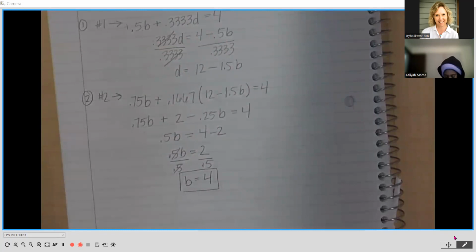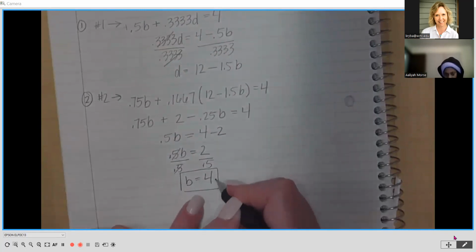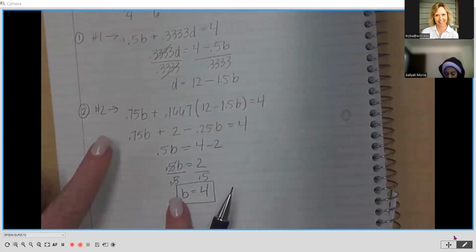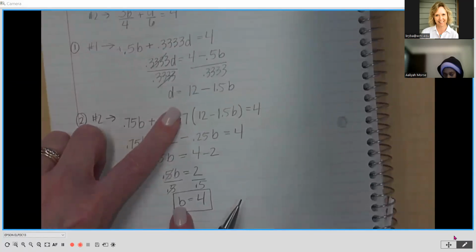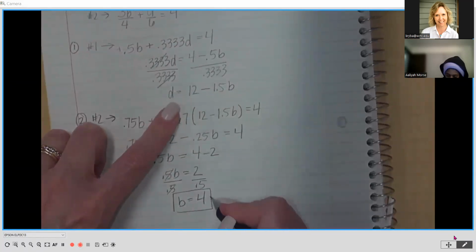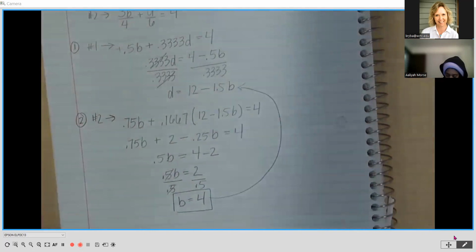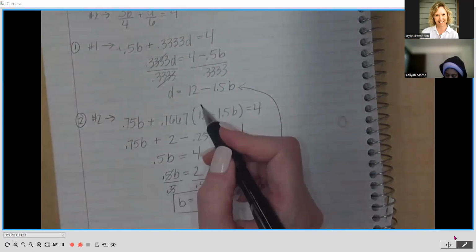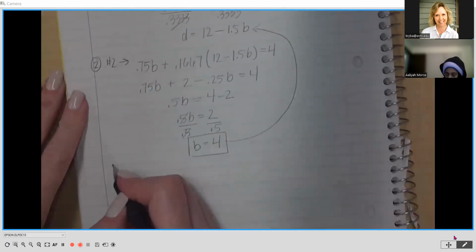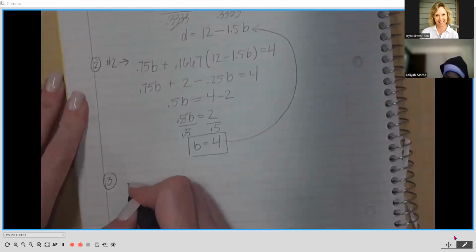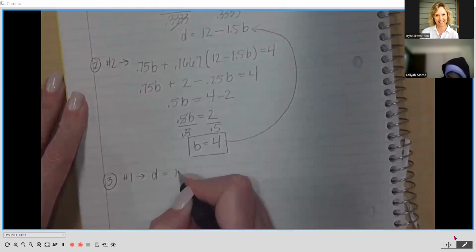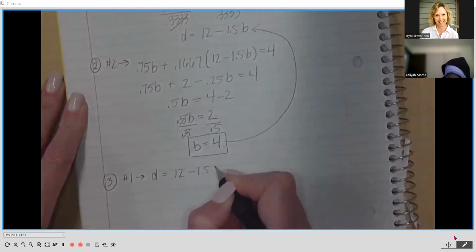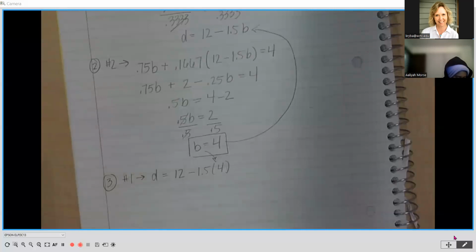Okay. Now, if you're that far, what you're going to do is take this 4, which was number 2 that we solved for, B equal to 4. Now we're going to go back to equation number 1, but remember we rearranged it to solve for D. We're going to plug B right back in there. You could go back up to the original equation before we did the rearranging, but here it says D is equal to, and that's what we want to solve for. So our step number 3 now is back to equation number 1, the rearranged equation to solve for D is equal to 12 minus 1.5 times 4, because that's where our B was.